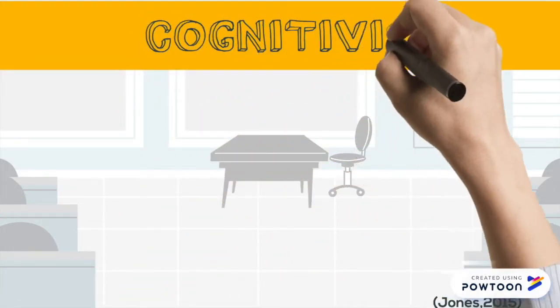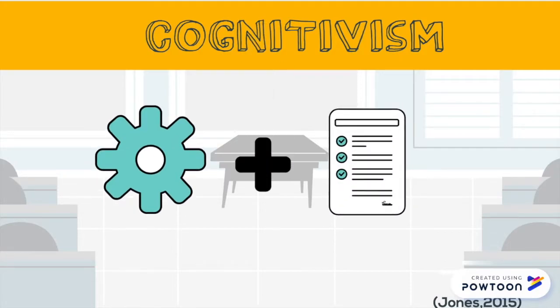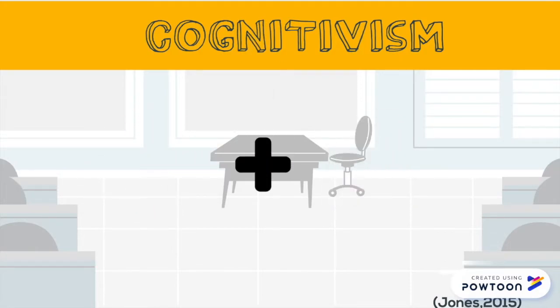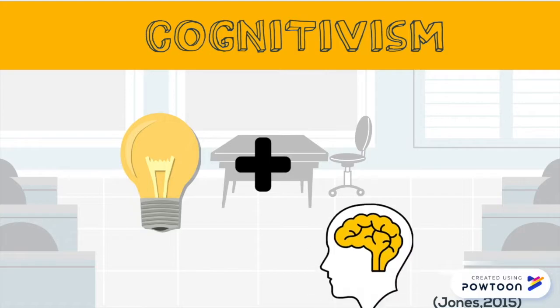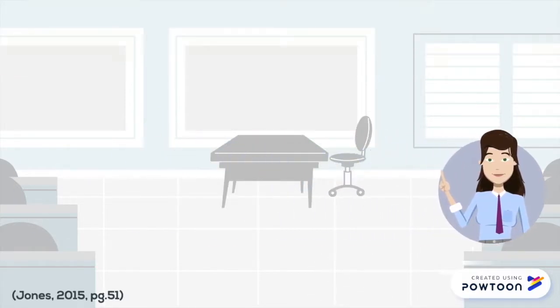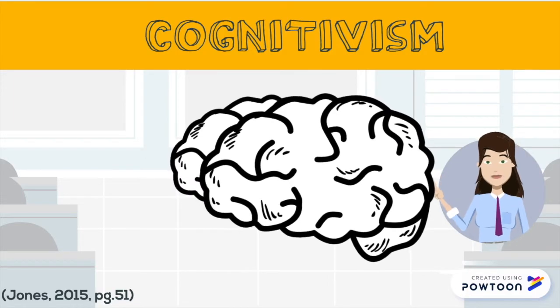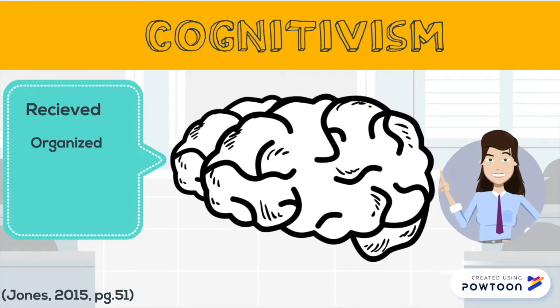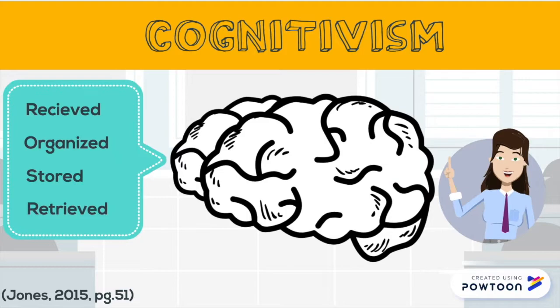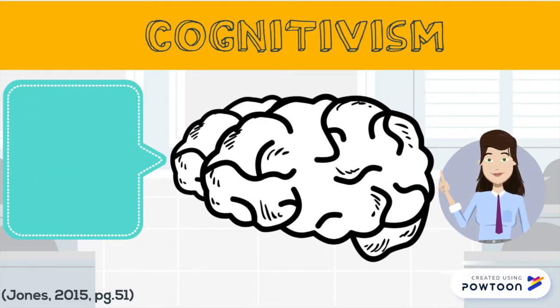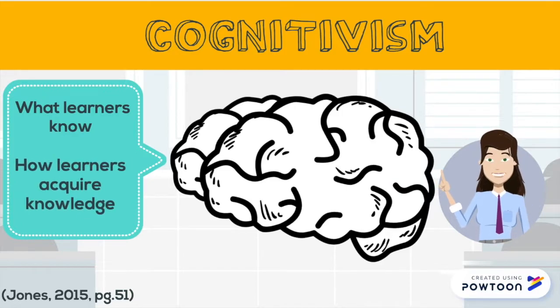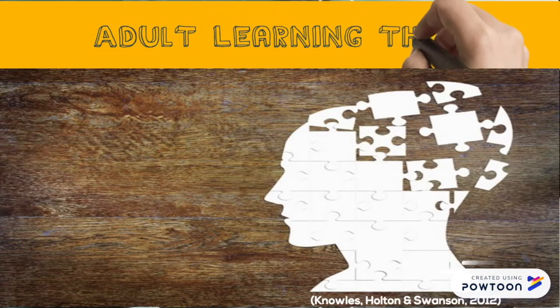Cognitivism is a learning theory that was built off the work of behaviorism, the main adjustment being this theory focuses on the mental processes that occur in the mind. According to Jones, quote, "cognitive theories address issues concerning how information is received, organized, stored, and retrieved. Learning from this perspective is concerned with what the learners know and how they come to acquire knowledge," unquote. Adult learning theory and andragogy.